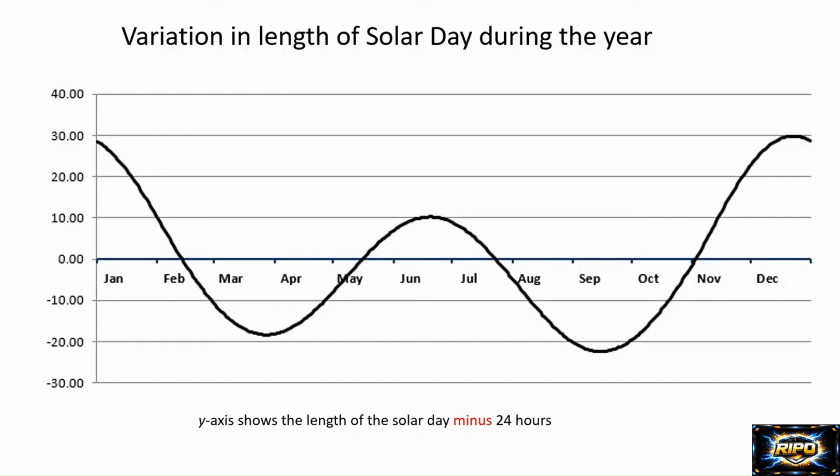If we look at this graph, the y-axis shows the difference in seconds between the length of the solar day and 24 hours. So for example, 10 means 24 hours, 10 seconds. 20, 24 hours, 20 seconds. Minus 10, 23 hours, 59 minutes, 50 seconds.